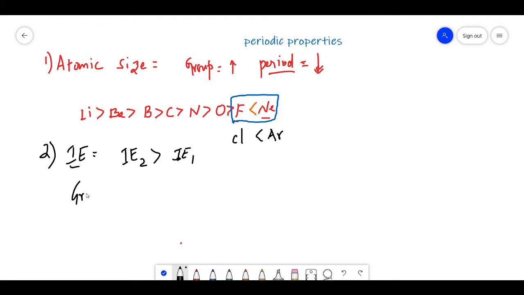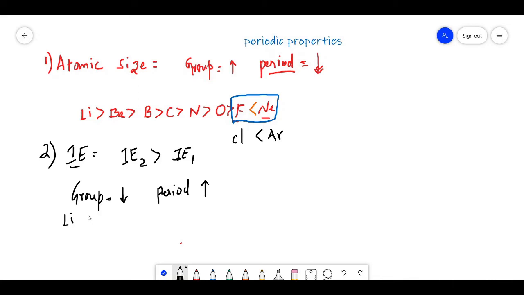Suppose you take any group. From top to bottom in a group, the size increases, so the ionization energy will decrease. And in a period, the ionization energy will increase. So in a group it decreases and in a period it increases. Now I said there are some exceptions. Let's take one example. I am taking the second period.